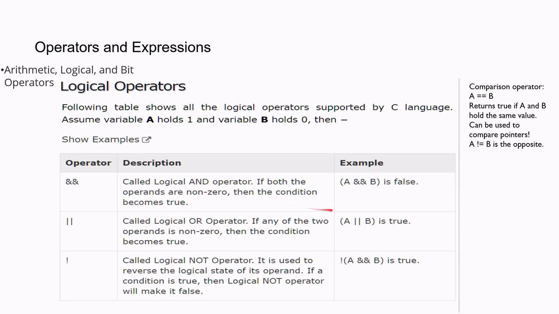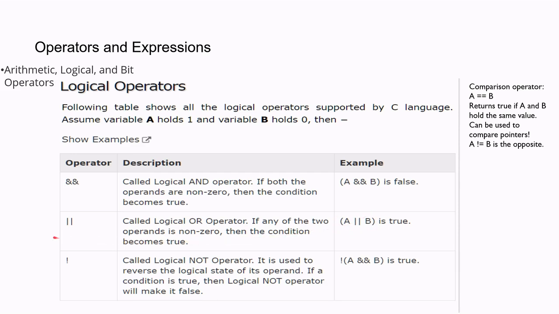And what happens here is if either A or B, if either the operand on the left or right is not 0, then the whole expression evaluates to 1. If both the left and right operands are 0, the whole expression evaluates to 0.